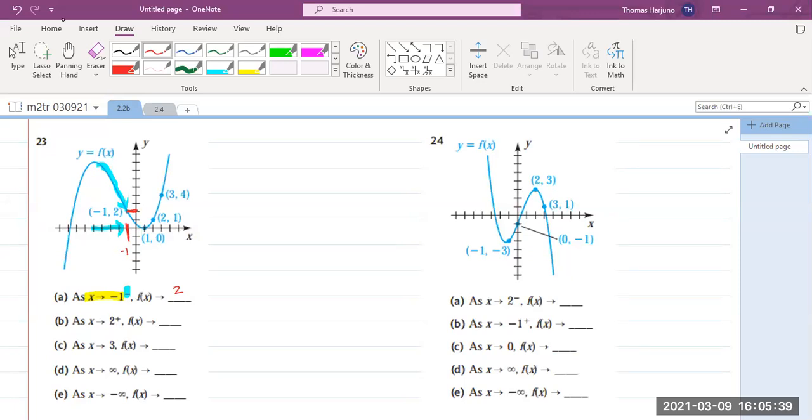Part B, as you approach +2 from the right-hand side. Where's +2? +2 is here, right? Now when you approach +2 from the right-hand side, what is the value of that function approaching? That's approaching 1.